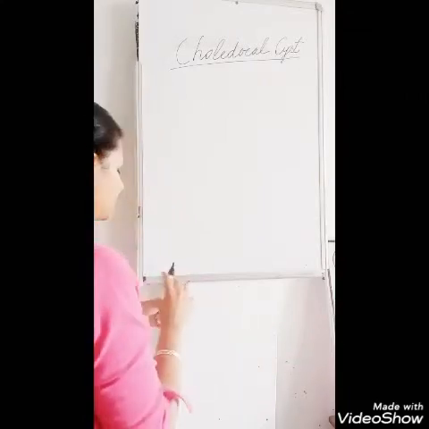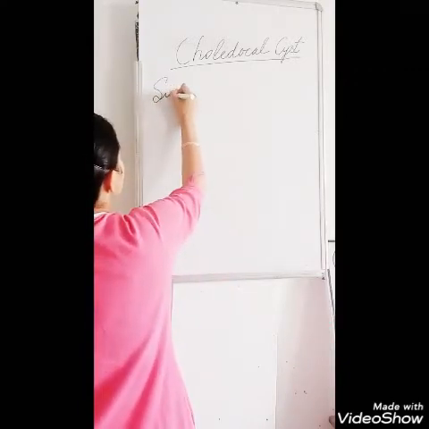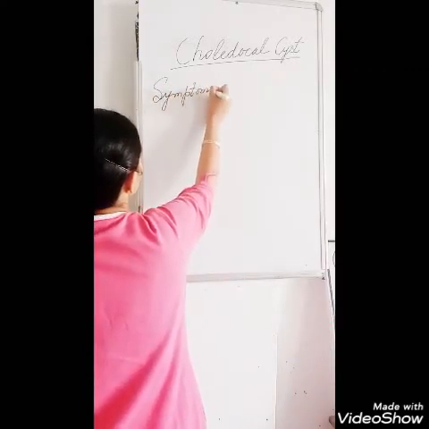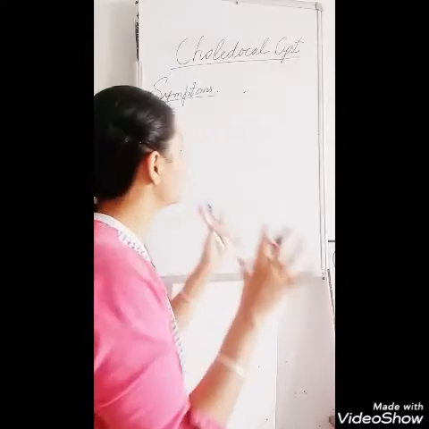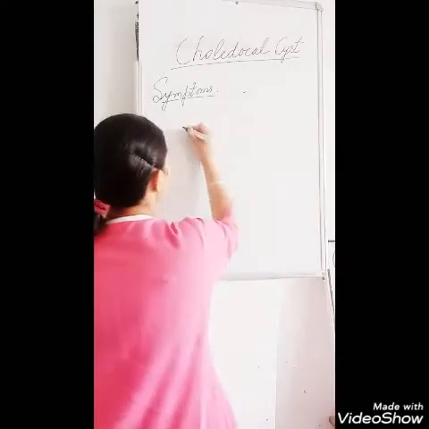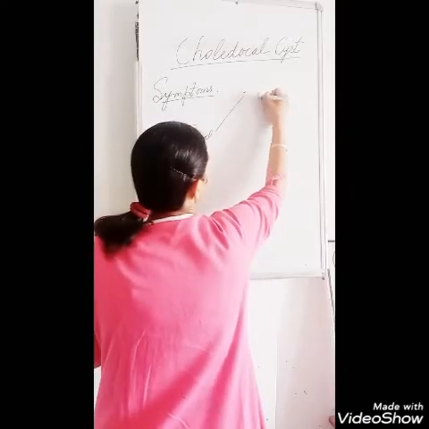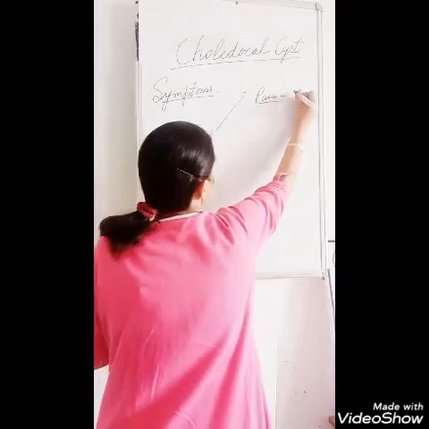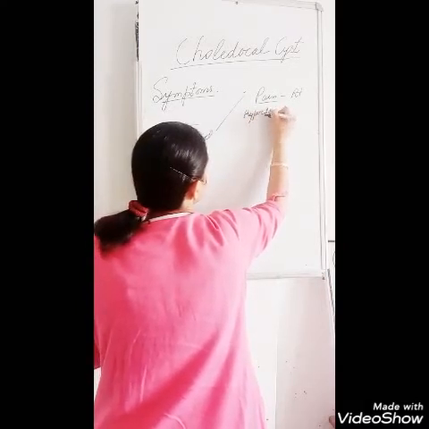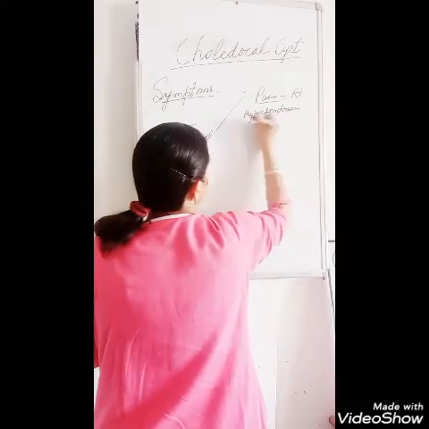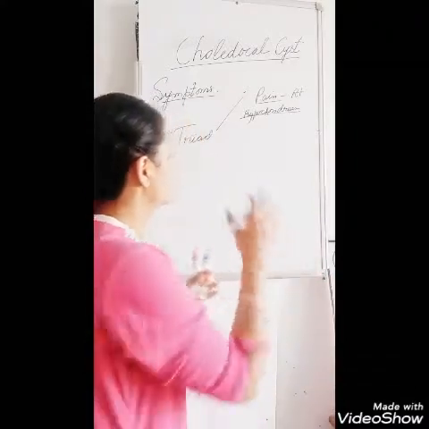Now the Todani classification. First of all, I will focus on the symptoms. The patient will come with a triad. There is a triad of 3 symptoms present in choledochal cyst. First is pain in right hypochondrium. Liver is right-sided and gallbladder lies beneath the liver. So there is right-sided hypochondrium pain.